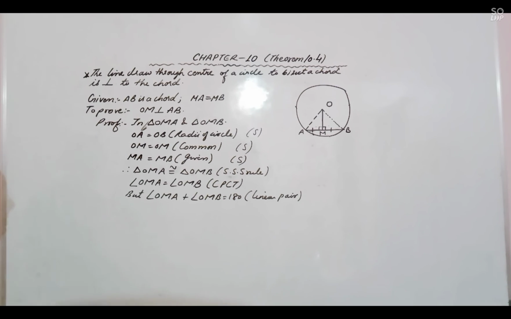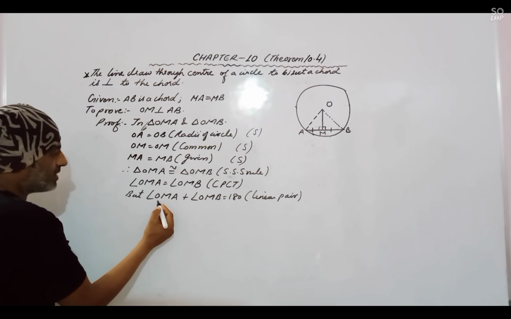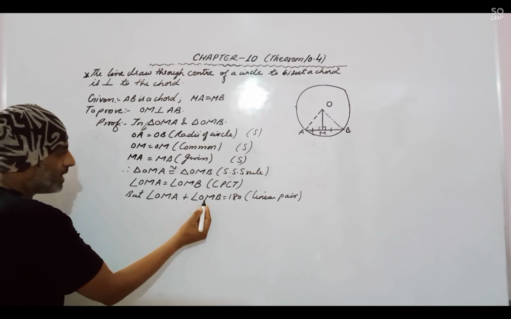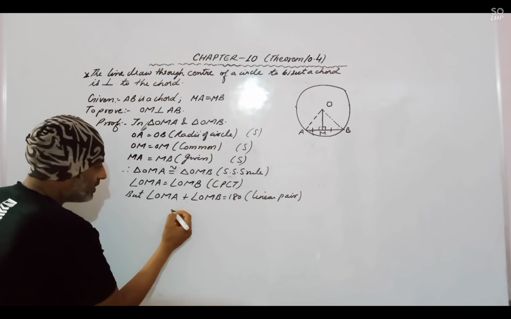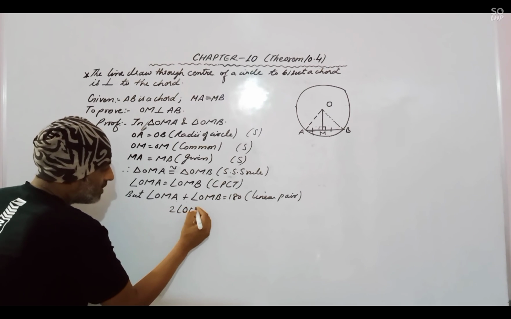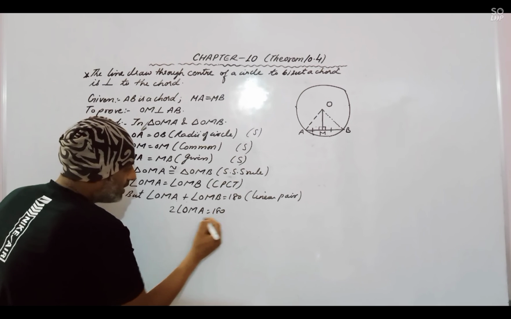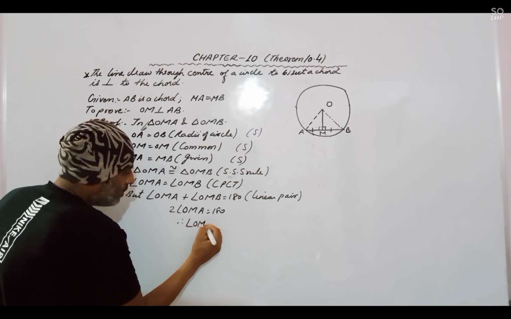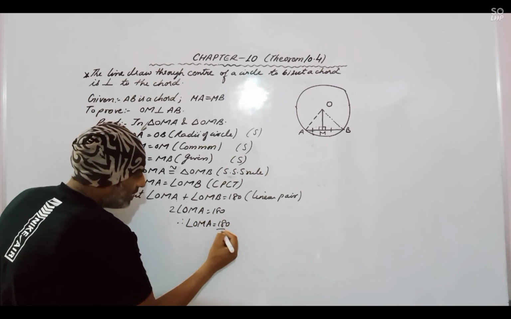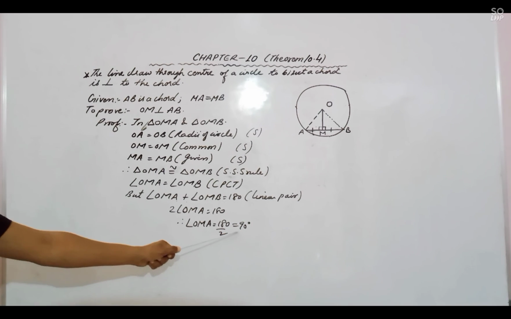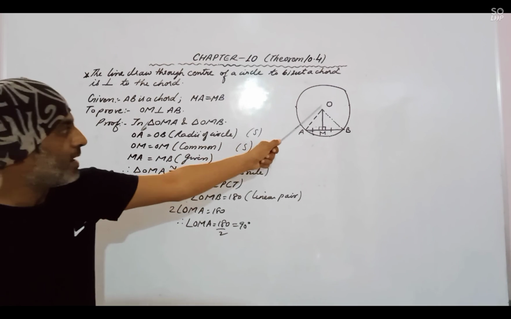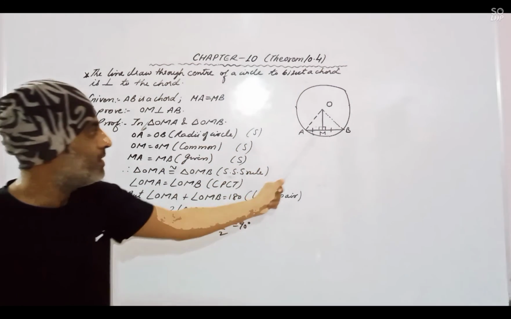What is to be replaced? You can replace any one of these angles. I can write here OMA plus OMA, as these two are equal in measurement, is equal to 180. So it will give me twice angle OMA is equal to 180. Therefore, angle OMA is equal to 180 upon 2. Answer is 90. Now this angle proves that the line, which line? OM is perpendicular to AB. This is what we had to prove.